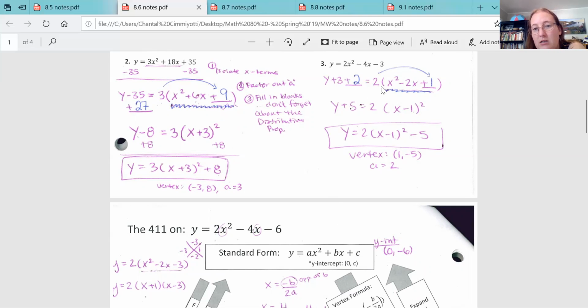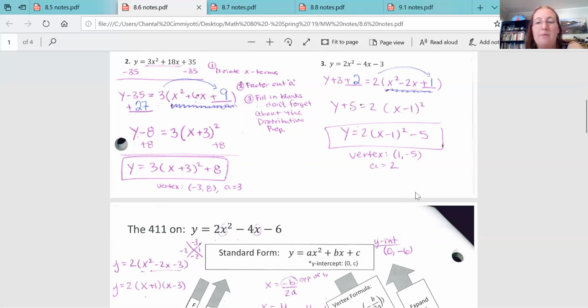Here's just another practice about getting the x terms by themselves, factoring out 2. So this -4, when I factor out a 2, is 2 times -2 is the -4. So just be careful that you are factoring out of all the terms, and that you pay attention to the distributive property and add, in this case, 2 times 1, 2 to the side as well. Simplify, get y by itself, and then the vertex opposite same and the a.